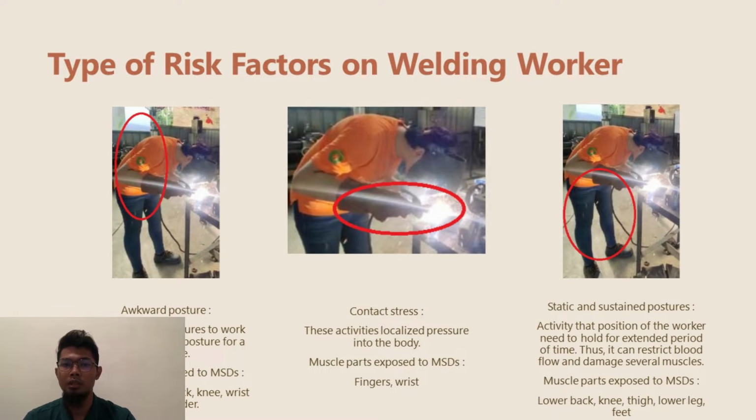So last example, we have static and sustained posture, which is an activity where the position of the worker needs to be held for an extended period of time. Thus, it can restrict blood flow and damage several muscles. Muscle parts that are exposed to MSD are the lower back, knee, thigh, lower leg, and feet.